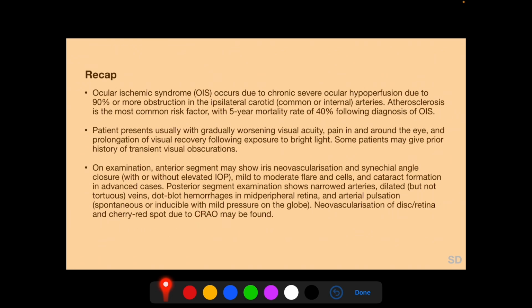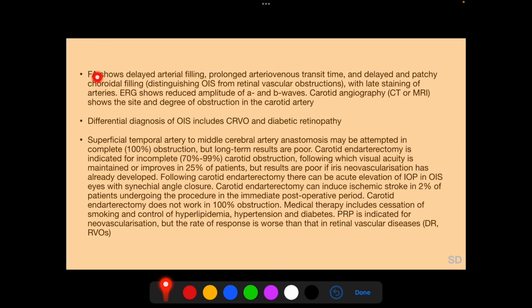with OIS. Fluorescein angiography in eyes with OIS shows delayed arterial filling, prolonged arteriovenous transit time, delayed and patchy choroidal filling, which distinguishes OIS from retinal vascular occlusions, and late staining of the arteries. ERG shows reduced amplitude or absence of both the A and B waves. Carotid angiography, either with CT or MRI, shows the site and degree of obstruction in the carotid artery. Differential diagnosis of OIS includes CRVO and diabetic retinopathy.